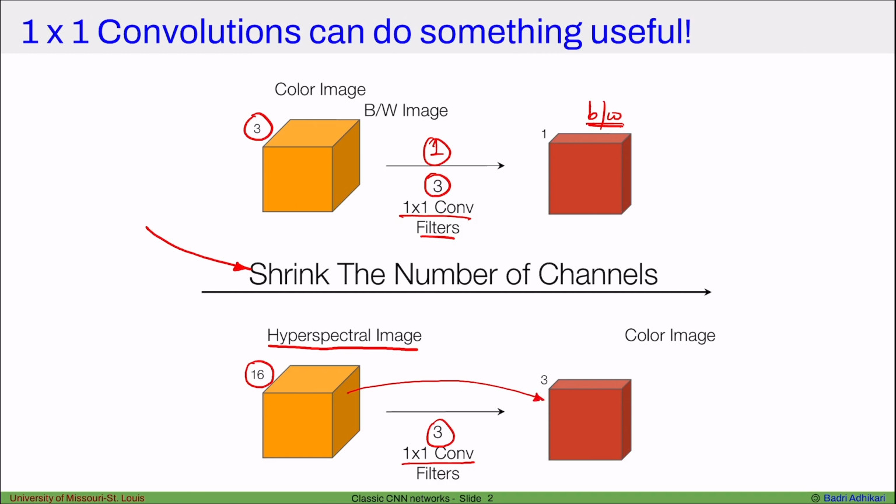And now say we are doing some heavy computation. In that case, what we can simply do is shrink the number of channels to as many channels as we want, such that we save enough resources and yet maintain the knowledge that is captured by these 16 channels. So that's the purpose of one-by-one convolutions.